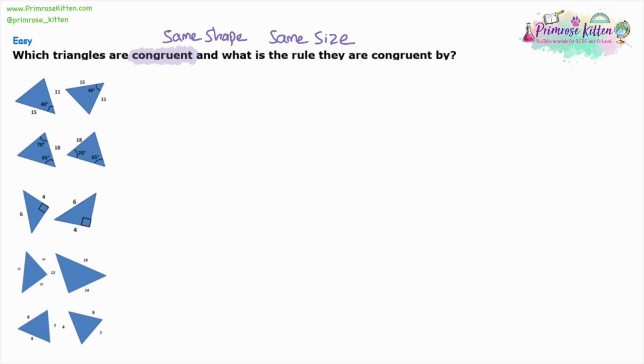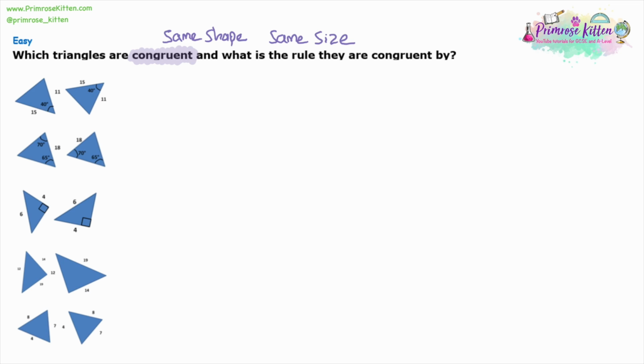That doesn't mean that they're all congruent because they have the same shape, they're all triangles. By same shape, we're talking about the same angles and the same sides. So same shape really is talking about the angles. Do they have the same angles? And the same size is talking about the side lengths. Do they all have the same side lengths?